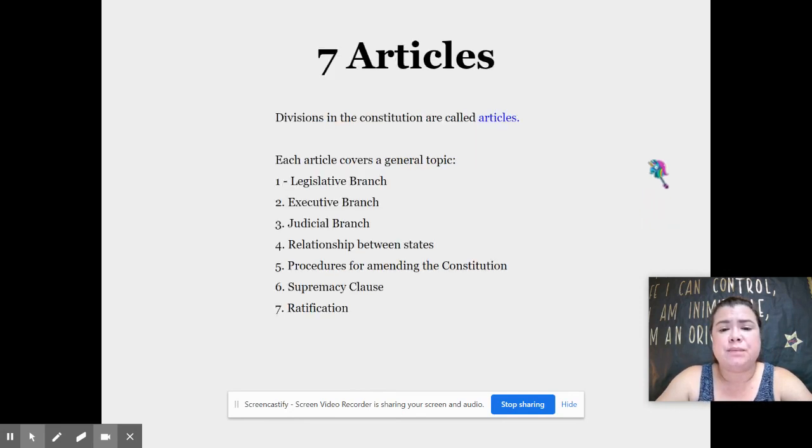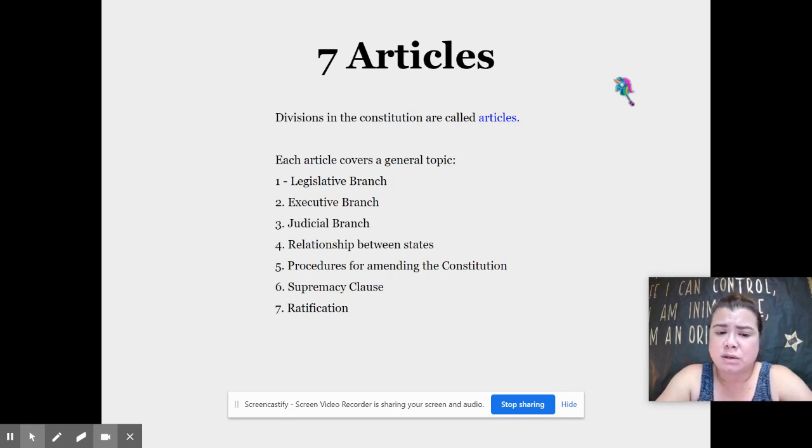Okay. Now, the articles themselves are known as divisions in the Constitution. There are 7 articles total, and each article covers a general topic. I have laid them out for you on this slide in order. The first article deals with the legislative branch, the second article deals with the executive branch, and the third article deals with the judicial branch.